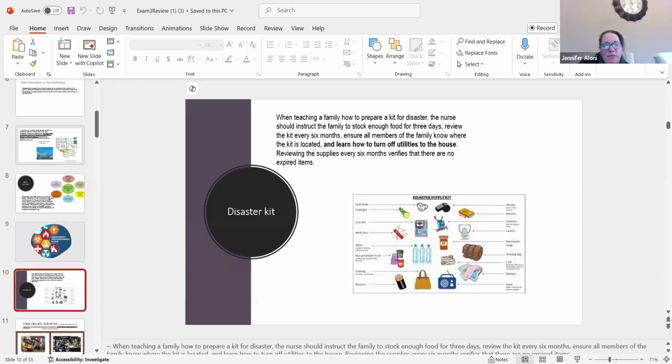We had disaster kits that we talked about. Make sure that with your disaster kits, the nurse is going to make sure that the family has enough food for 3 days, reviews the kit every 6 months, and ensures that all members know where it is and learn how to turn utilities off. In my class, I talked about turning off utilities if there's a gas leak, if there's a fire. If you don't turn off the utilities, you have further damage, right?